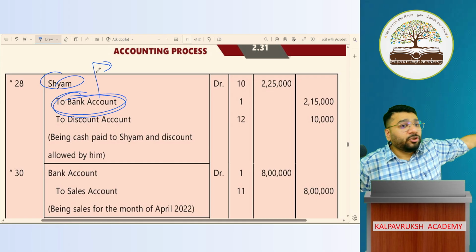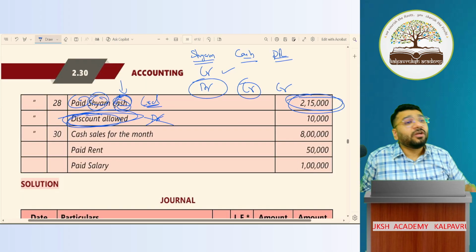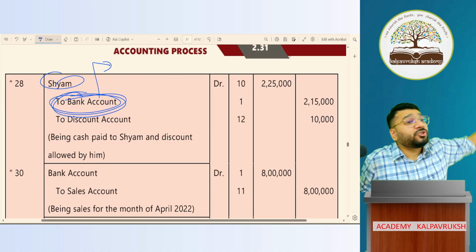Today, you will remember. Five months later, you'll come and ask me, sir, why did they put bank here? When the question says paid in cash, why did they say bank here? Sir, there's no cash balance.